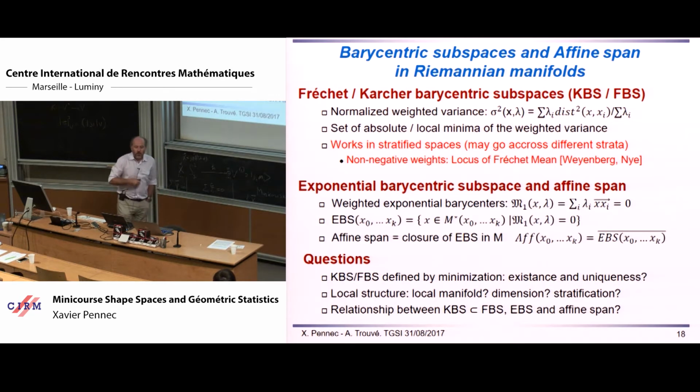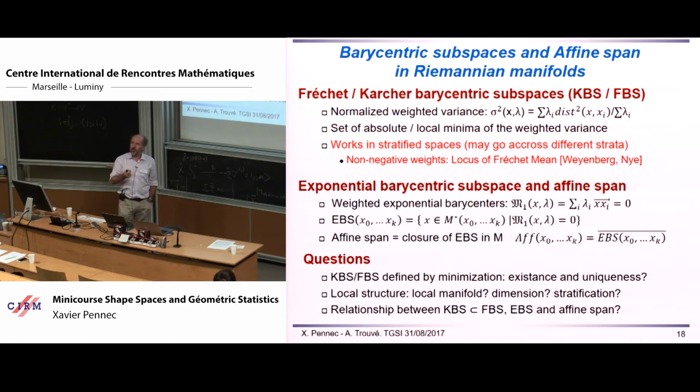This is exactly the idea: define our subspace as the locus of weighted means. Now we have different definitions of the means. We have the Fréchet mean, we have the Karcher mean, we have the exponential barycenters. For the first two, we can consider the weighted variance. So this is this criterion. And the local or global minima of that functional are called the Fréchet and Karcher barycentric subspaces; Fréchet is global.